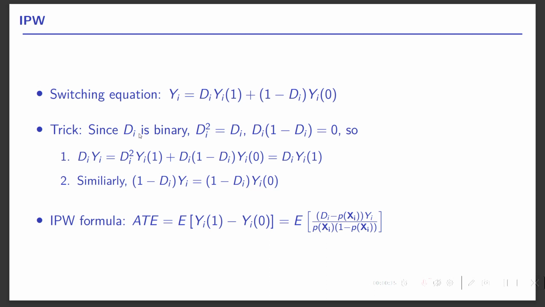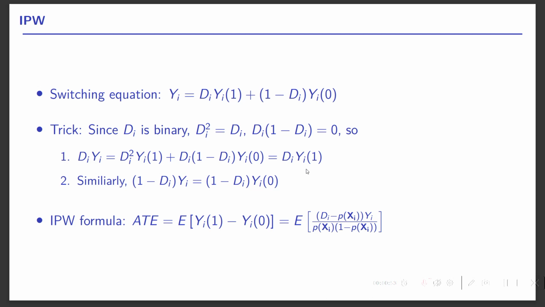Since di is binary, di squared is the same as di, because if di is 1 and somebody is treated, then 1 times 1 is still 1, and if di is 0, somebody is not treated, then 0 times 0 is still 0. Similarly, if you multiply di and 1 minus di, this always gives you 0. Why is this fantastic? Well, it means that we've got di times yi, which arranges to this. It's just the same as di times yi1.